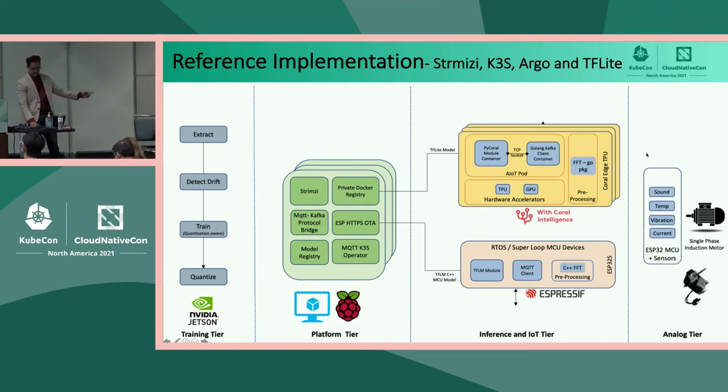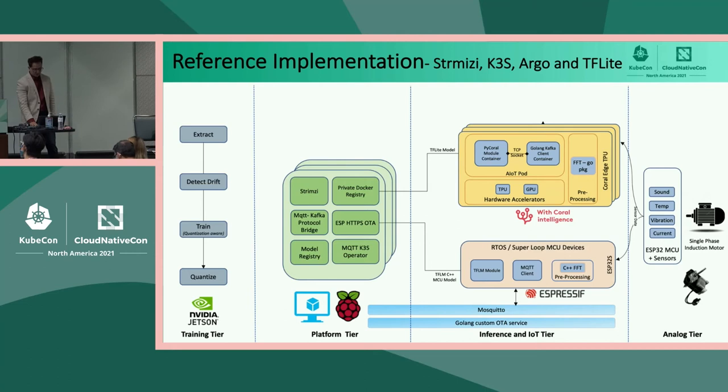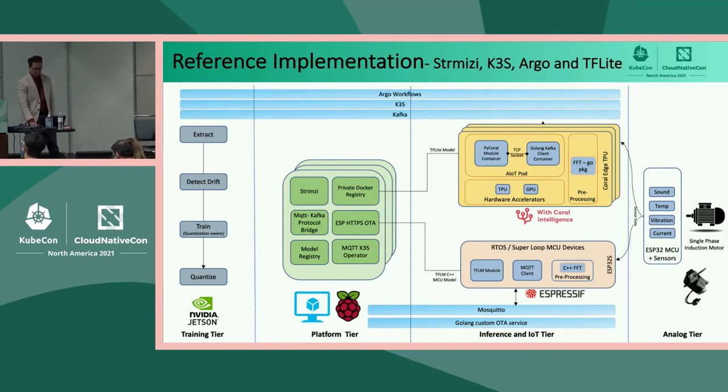The analog tier, again, has an induction motor along with a bunch of sensors that monitor this motor for various conditions. And for the platform services, the layers that span this, the concrete implementation for the messaging broker is a Mosquitto broker that runs on the Raspberry Pi. There's a Golang custom OTA service. For the Kafka streams, I'm using Strimzi. As I said, for Kubernetes, it's K3s, and for the ML workflow pipelines, it's Argo Workflows.